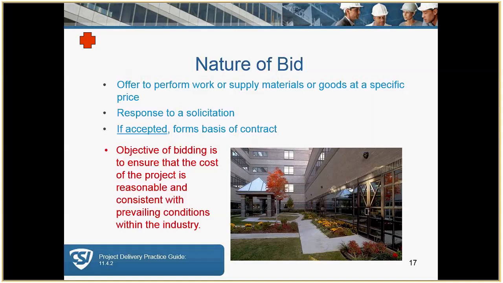And please circle this last phrase in your handout. The objective of bidding is to ensure that the cost of the project is reasonable and consistent with prevailing conditions within the industry.